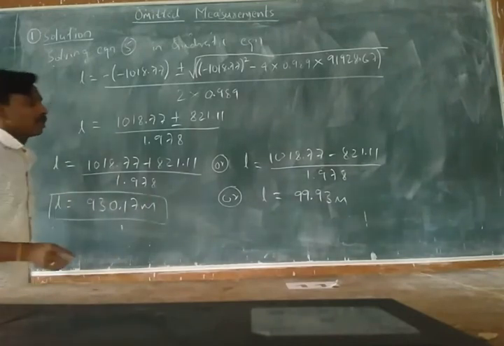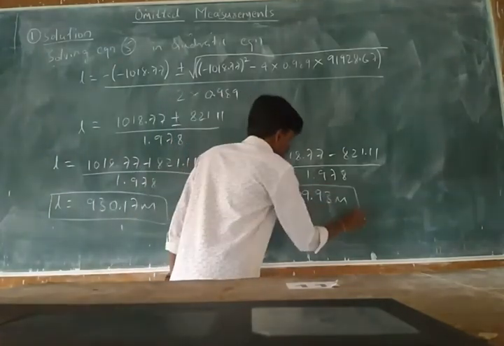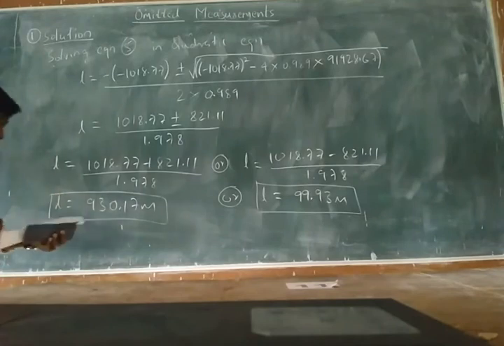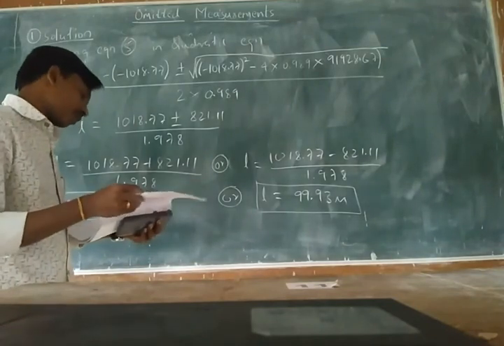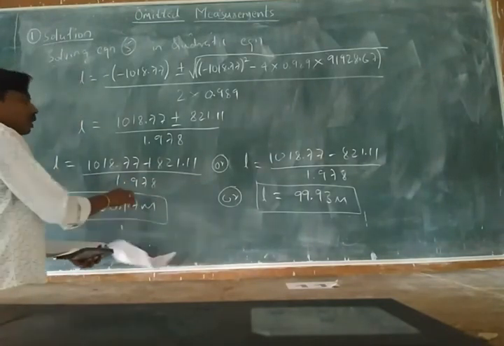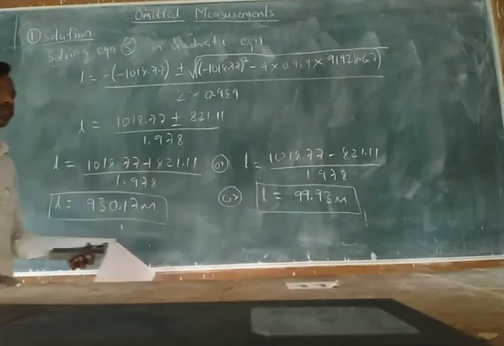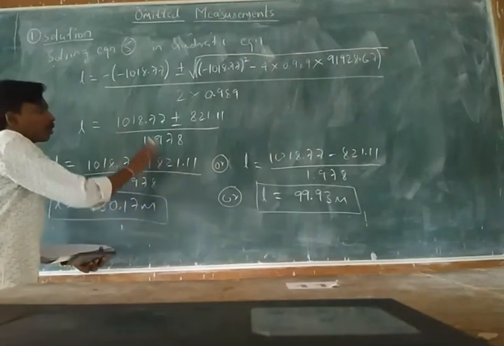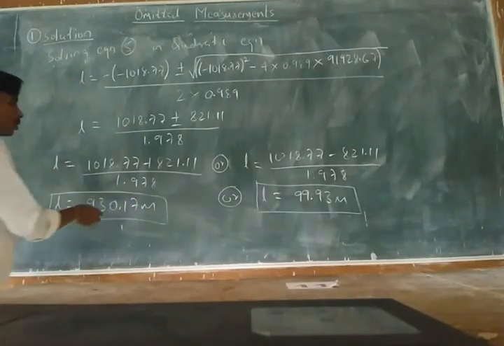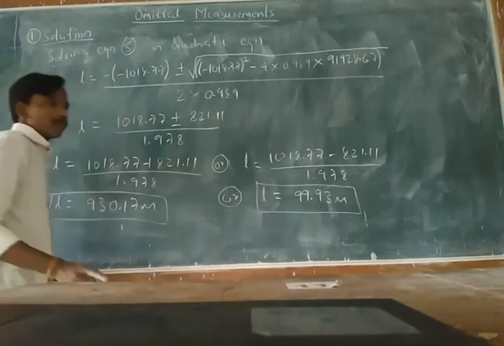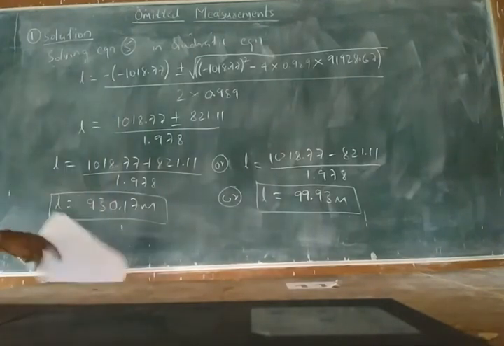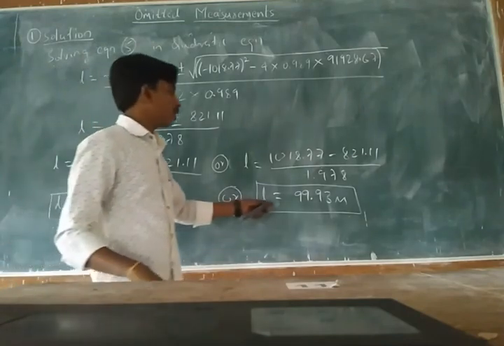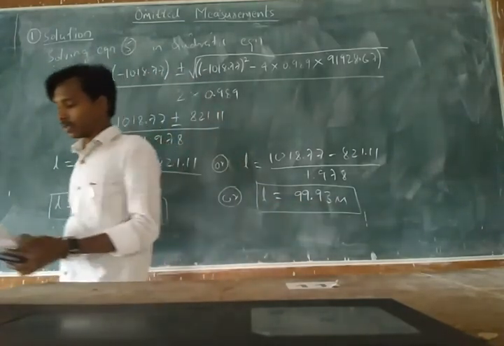So we have to find the length of which one? We have to find the length of CD. So in these two, any one may be the length of CD. We will always get two values from the quadratic equation. So we can't decide which is the exact value of CD, but the length of CD may be 930.17 meter, or it may be 99.93 meter.